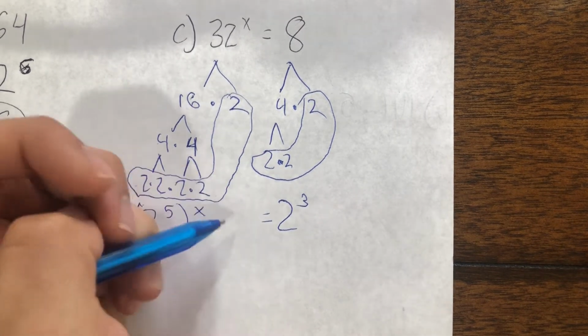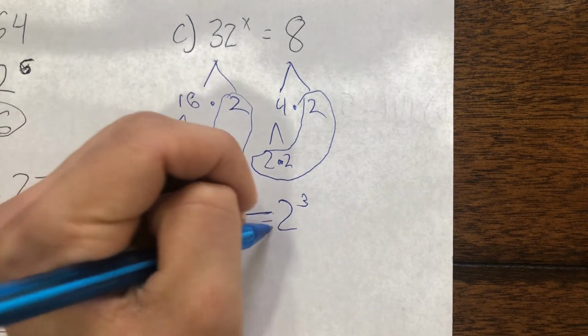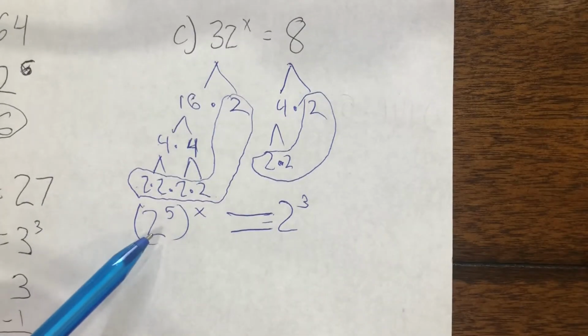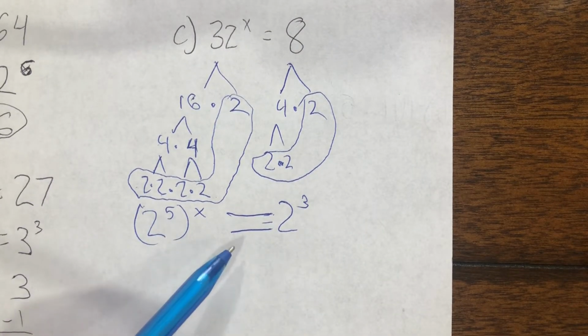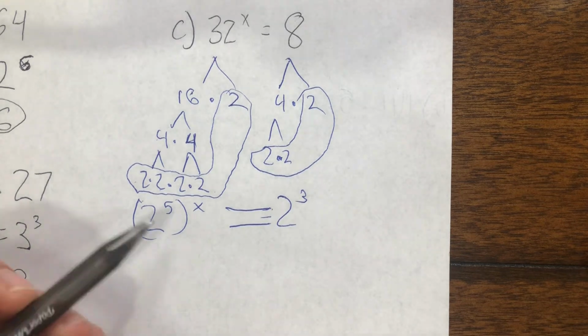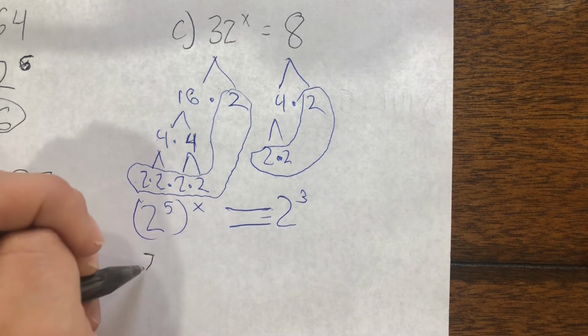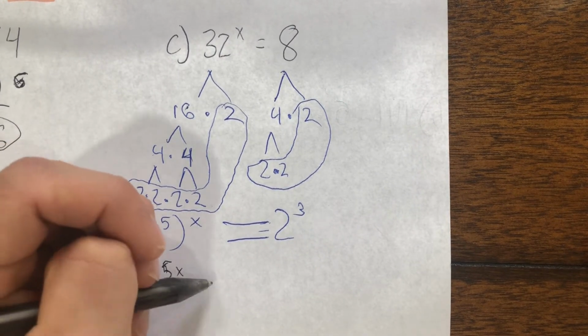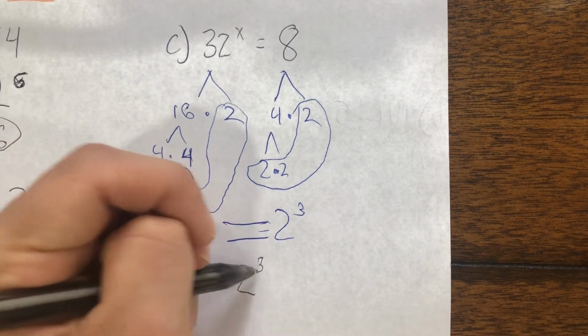So we have 32, which can be rewritten as 2 to the 5th power, raised to the x power, equals 2 to the 3rd power. So I have an exponent raised to another exponent. Now, if you recall, what can we do with those two exponents? If you guys said multiply, then you're right. So we can just multiply 5 and x, and we would get 2 to the 5x power equals 2 to the 3rd power.